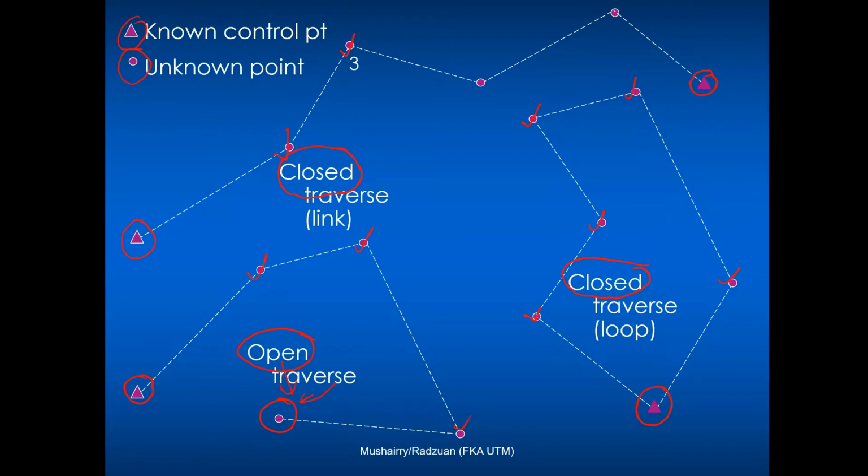Talking about closed traverse, geometrically, this is what we term a loop traverse, because it goes from one point all the way around, coming back to this point. Whereas the top one is called a link traverse. It starts from there, goes to that point, 3, 4, 5, and the last point here. It's also a closed traverse, a link traverse. So you can perform either a loop closed traverse or a link closed traverse.